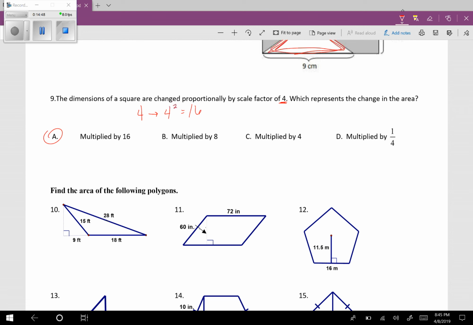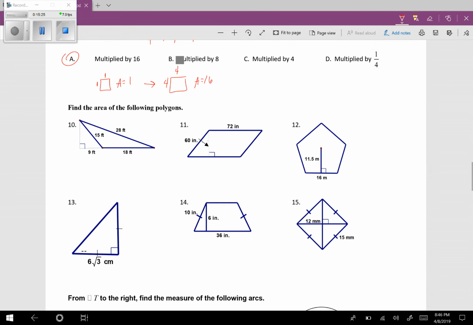And just think about it. If you have a little square here, and let's say the dimensions are 1, right? So 1 by 1, the area is 1. Now let's say that our sides are changed proportionally by a scale factor 4. So we're going to take our sides and multiply it by 4. So they become 4 by 4. So what's the area of that? 4 times 4? 16. Well, look, guys, our area was 1, now becomes 16. We multiplied by 16. So that's how these things are working.